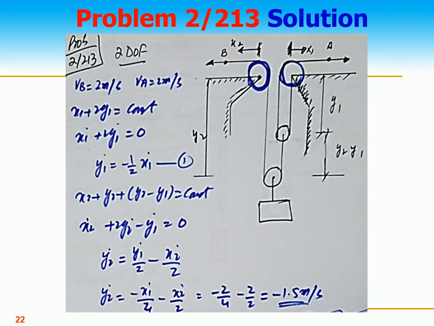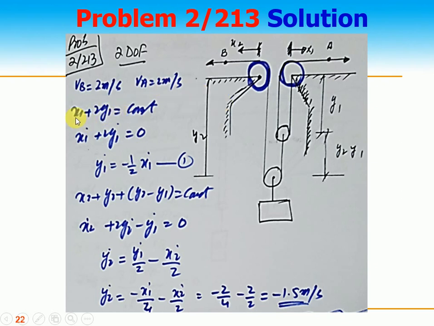Let's see, students. It's a slightly different question. Let's say the movement of A is x1. The movement of B is x2. And if you see the figure, this is y1, which can move in the upward direction, and this is the distance y2 minus y1, and this is y2. This is the body to move. Velocity of B is 2 meter per second, so velocity of A is also 2 meter per second. This is given to us.